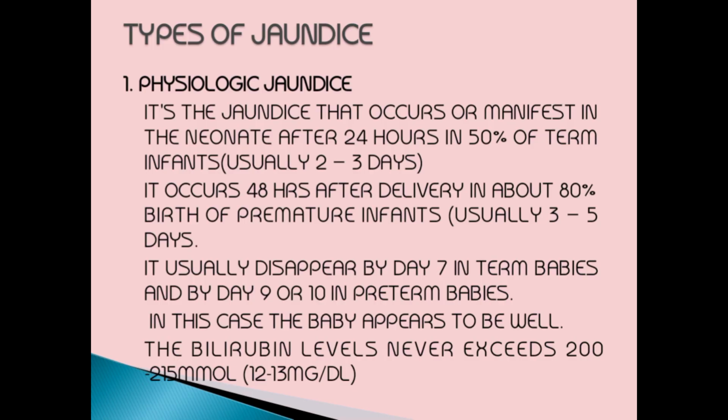onset, which we said occurs after 24 hours of birth, and it occurs in about 50% of term infants and 80% of preterm infants. Then also talk about the time that it disappears, which we say is 7 days in a term baby and 9 to 10 days in a preterm baby. Also talk about the levels of bilirubin, which never exceed 12 to 13 milligrams per deciliter. Then you've described physiological jaundice.